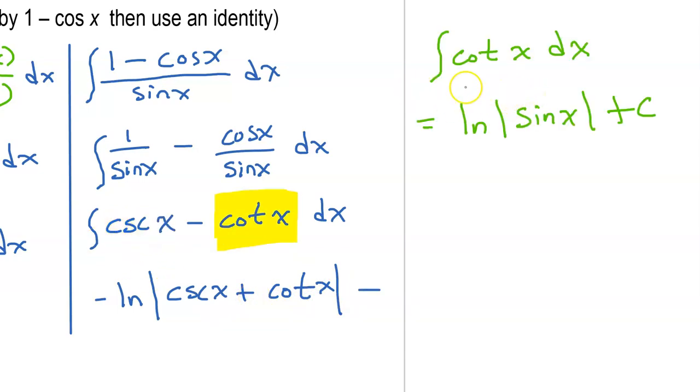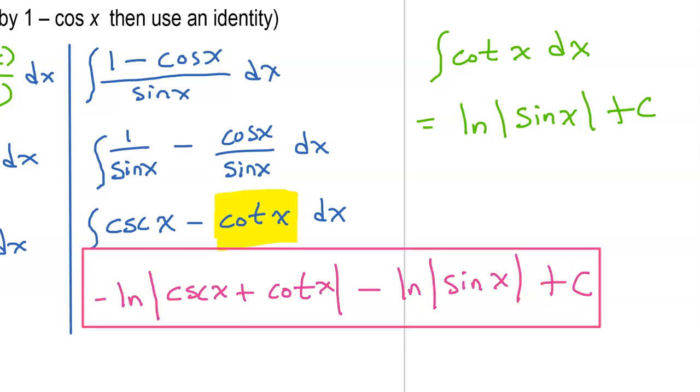And here's the memorized rule for the integral of cotangent x dx. Natural log absolute value of sine x plus c. So I'm just going to stick that right here. So we're going to have the natural log of the absolute value of sine x plus c. So this is the final answer.